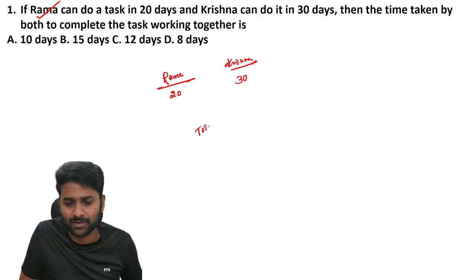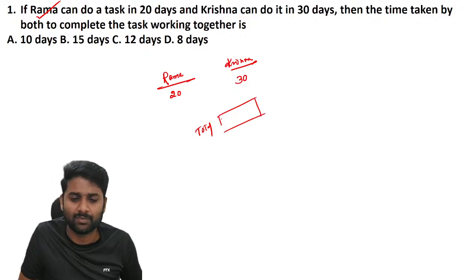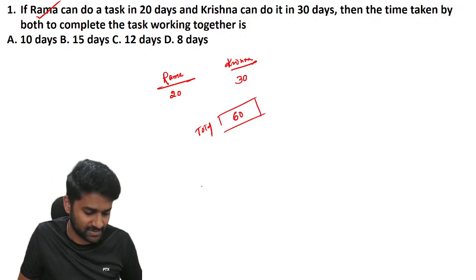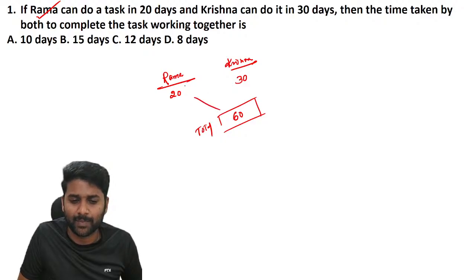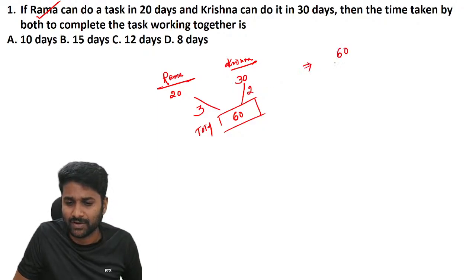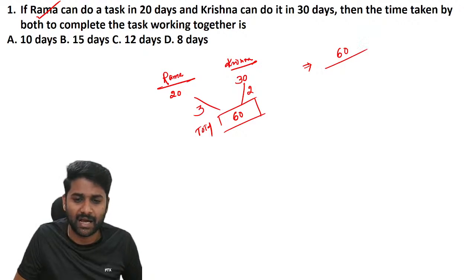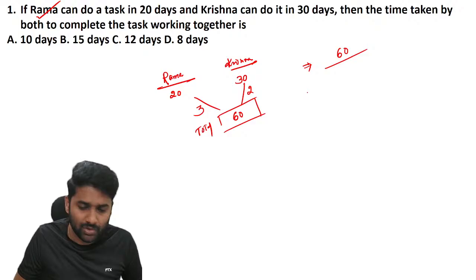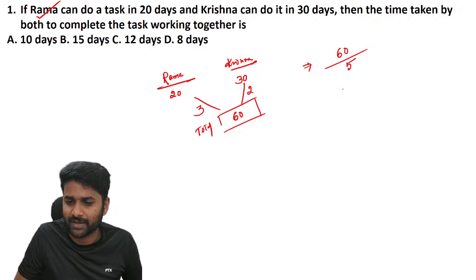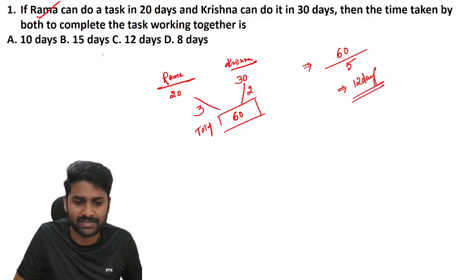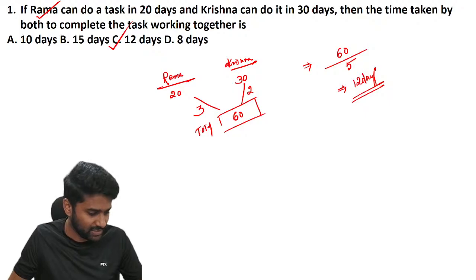Now we need the total work. The total work is the LCM of 20 and 30, which is 60 units. 60 units of work are completed by Rama in 20 days, so per day efficiency is 3 units. 60 units of work are completed by Krishna in 30 days, so per day efficiency is 2 units. Now the question: the total work is 60 units, and we are assigning Rama and Krishna together. If both are working together, they complete 5 units per day. For 60 units, both will take only 12 days.